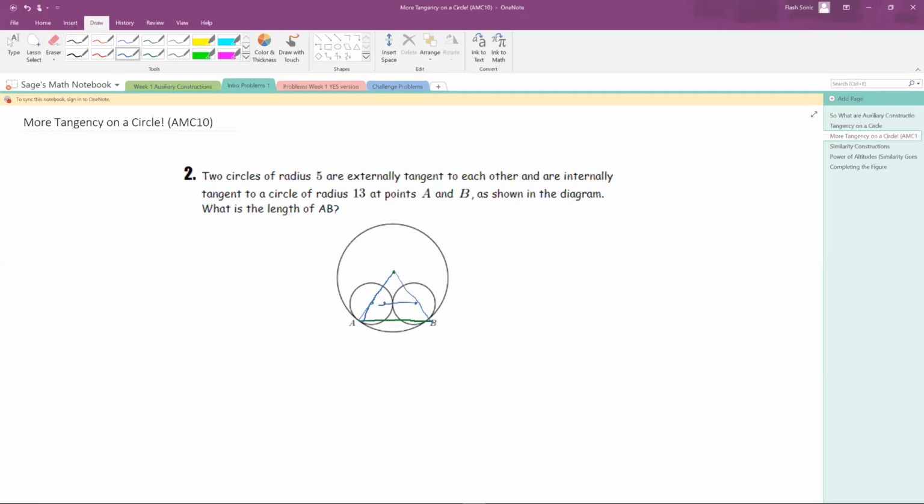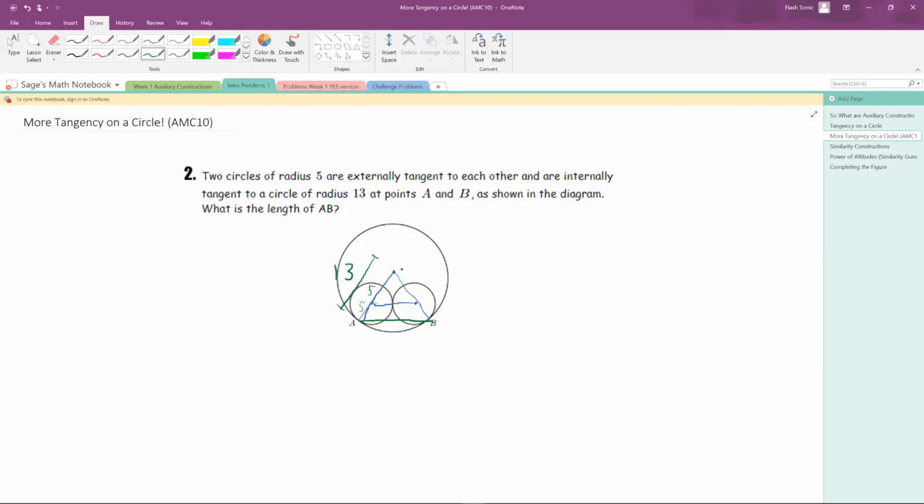So from here, we also know that each of the smaller circles has a radius of 5. So we can label that here. So this is radius 5, radius 5, radius 5. And we also know that the larger circle has radius 13. So that means that this length is 13.